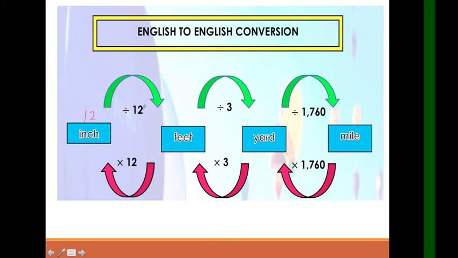Tama? Next, for the feet, divide by 3, mean to say tatlo, kasi 3 divided by 3 is equal to 1 yard. Okay? So, dito naman is 1,760. Kasi 1,760 divided by 1,760 is equal to 1 mile. And then same with this, 1 mile times 1,760 is equal to yards.